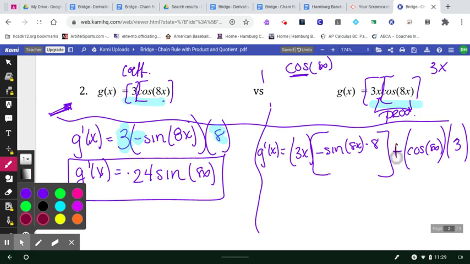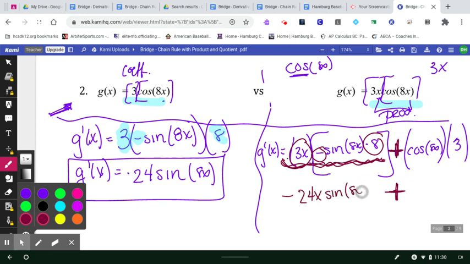So you cannot cross over the plus sign, remember. You can't put things together on opposite sides of the plus sign. So just look at this side, maybe put an underline or a bracket around it. You can only put these together here. So I can do 3x, a negative, and an 8. So I'm going to get negative 24x. And then I have the sine of 8x. Over here, I have 3 cosine of 8x.